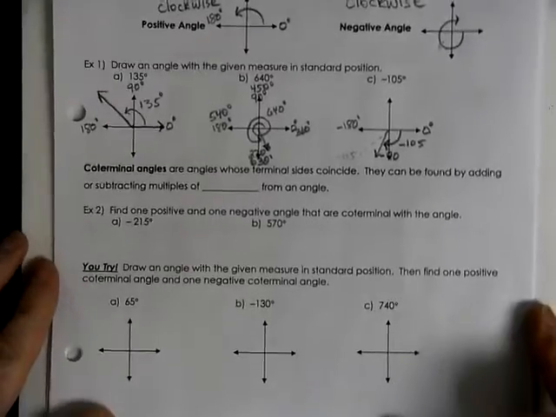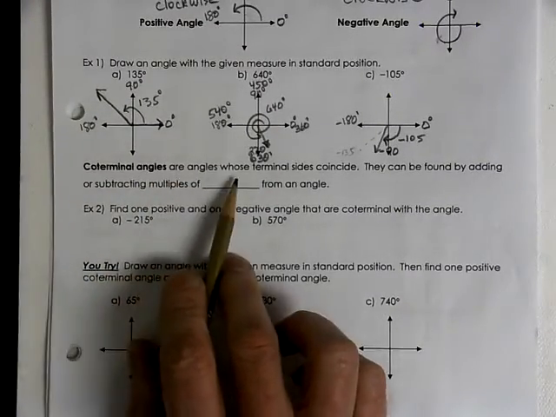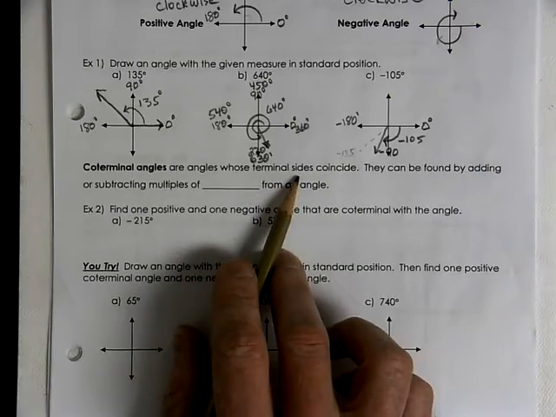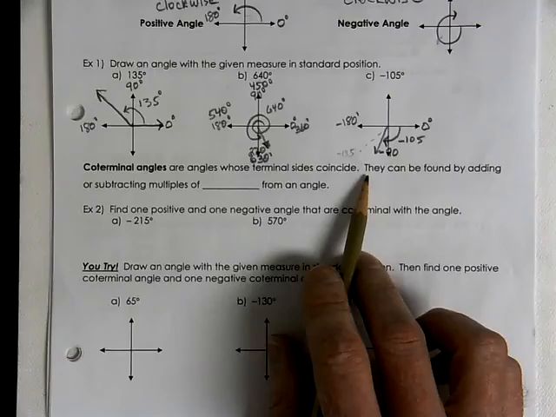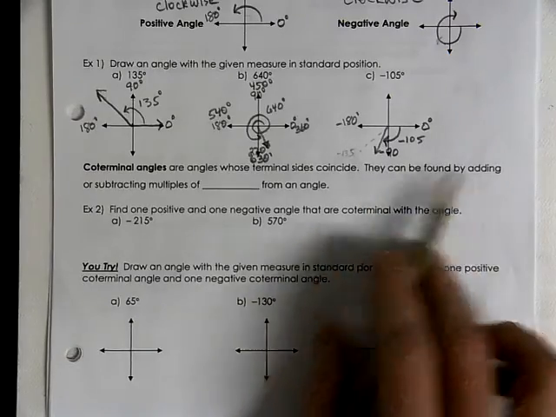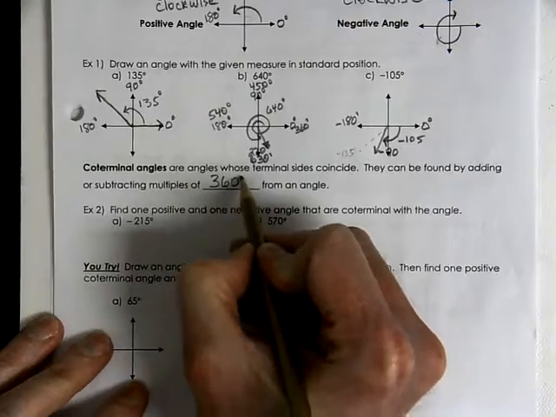Now we come to coterminals. Coterminal angles are angles whose terminal sides coincide. That means they point in the same direction. They can be found by adding or subtracting multiples of 360 degrees.